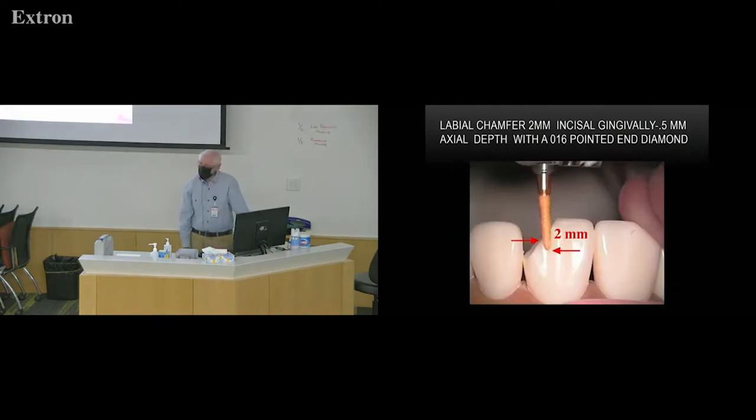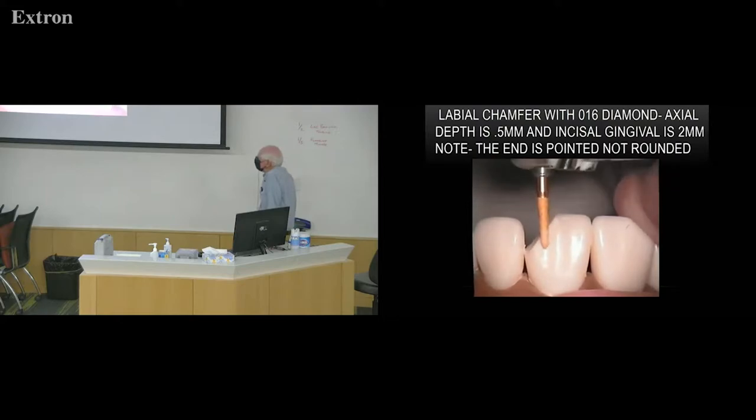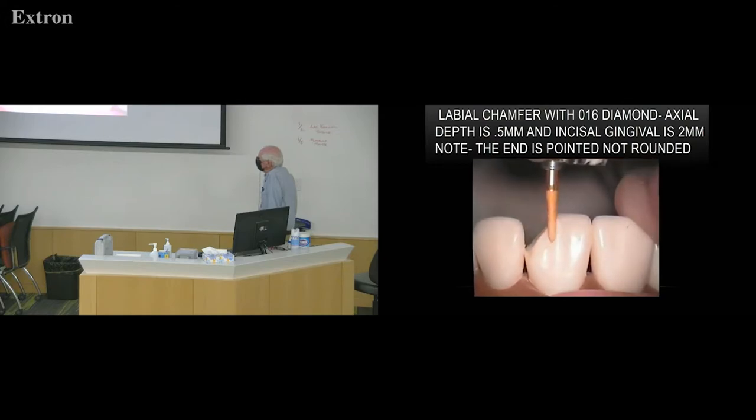Now we're going to do the preparation. So we talked about 2 millimeters incisal-gingivally and 0.5 millimeter axially. And I know I'm going over this, but I'm doing that because I don't want you to over-prepare. So let's watch it in action. So the first thing we're going to do is create that labial chamfer, and we're starting right where the edge of the fracture is. So that will be the first chamfer of your career, but there'll be many more.